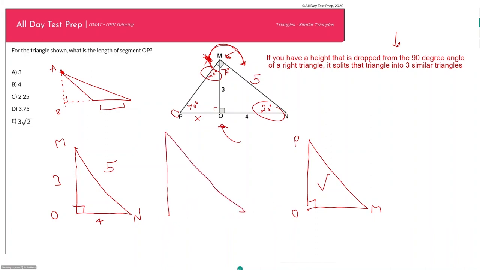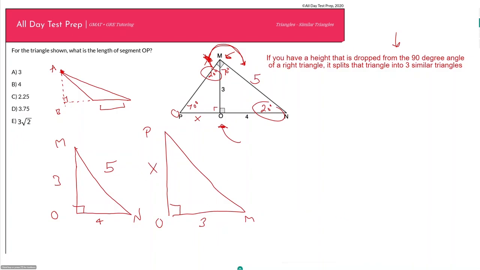Redraw this triangle here. So we have flipped this triangle here, but we can still fill in what we know. OP is what we are looking for. OM is 3. PM, we don't know. Now with these two triangles, we're trying to solve for X, and we have enough information here to solve for X, because we can set up a proportion with just a single variable X that we can then solve for.